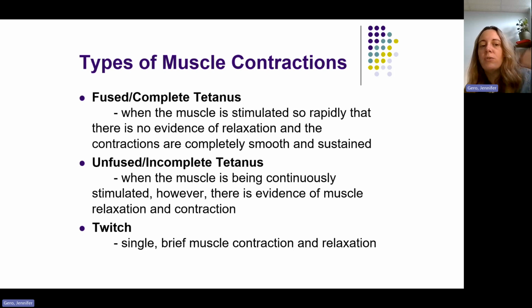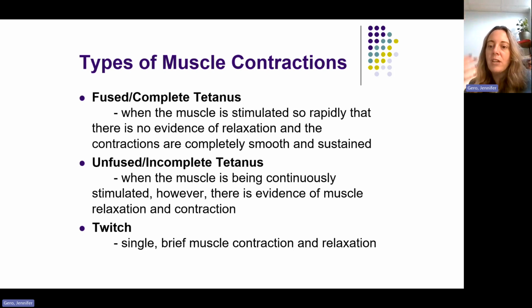Most of the time, we're going to be in unfused going into fused tetanus. So unfused or incomplete tetanus, fused or complete tetanus. So unfused or incomplete tetanus is a stimulus comes from the nervous system and the muscle cell starts to contract. So we're increasing in contractility. It contracts, and then depolarization is occurring. Repolarization is occurring where the sarcolemma is getting geared up to receive another nerve stimulus. And so the muscle is starting to relax, or the sarcomere is starting to slide back. But then, all of a sudden, another nerve stimulus comes and contraction happens again.